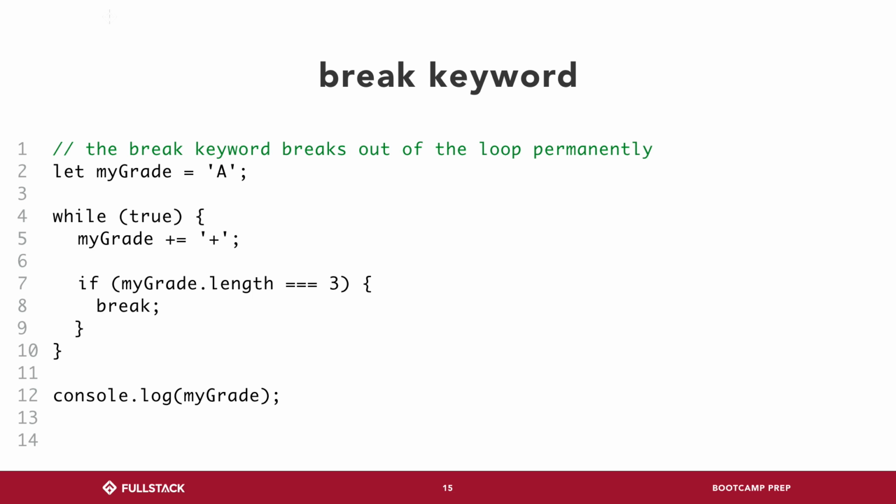It'll go to a plus. So we're adding to the string here. We're adding a plus. This is not true, so we just go back. A plus plus now makes the length 3 because a plus plus is 3 characters. And so we break out and we log.